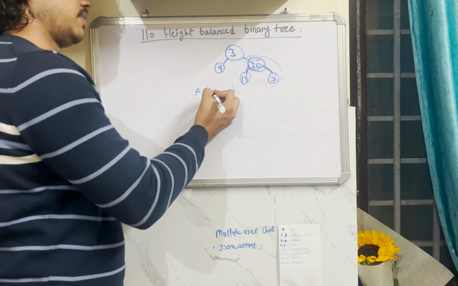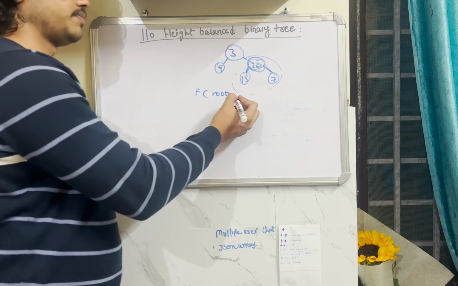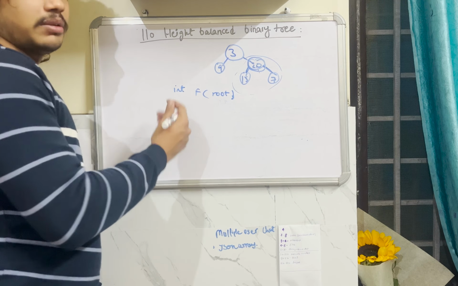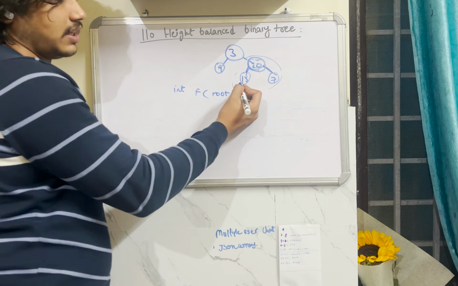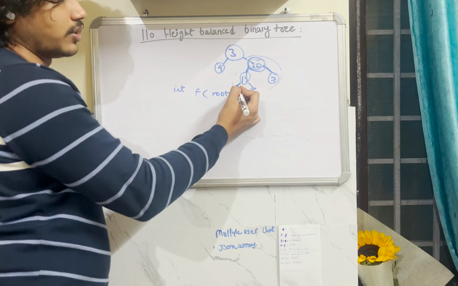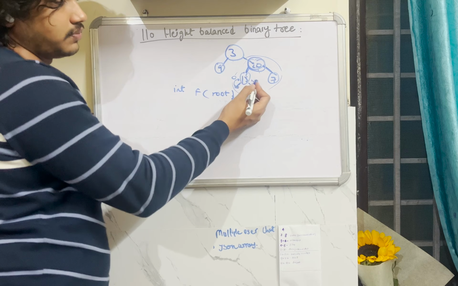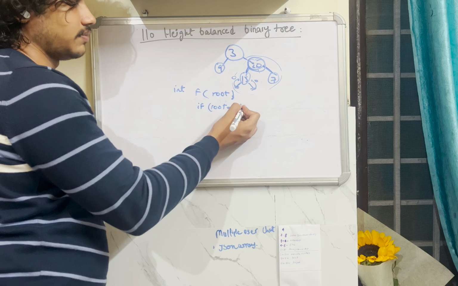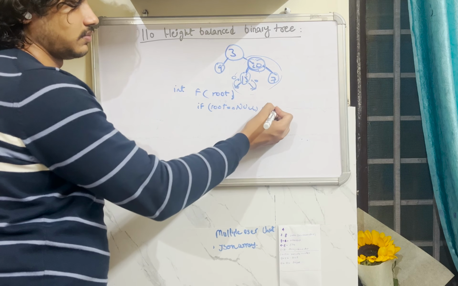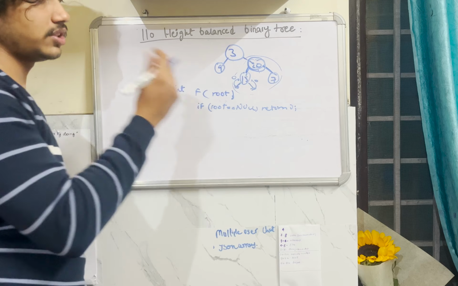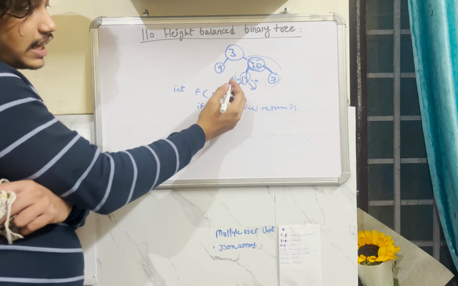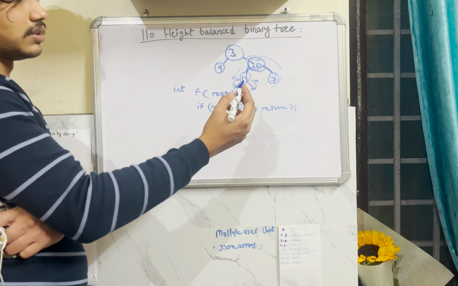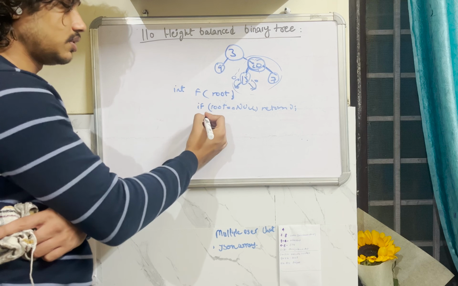You write a function, pass it a root node, and it will return an int. What will be your base case? If you found null, what should you return to its parent? Simply return 0. If root is equal to null, return 0, and it will return 0 to the parent. And if there is a node, what should we return? It should return plus 1, definitely.